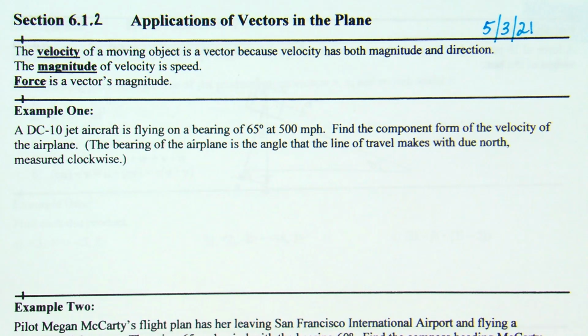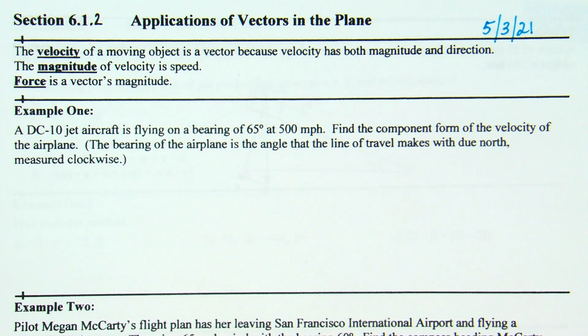6.1.2, application of vectors in the plane. If you go back and think about what we've done in 6.1 part 1, the main bulk of the notes, we talked about component form, right? We talked about magnitude or length of a vector. We talked about adding vectors. We talked about multiplying by a scalar. We practiced finding the unit vector. And then on Friday, we looked at that linear combination, right?